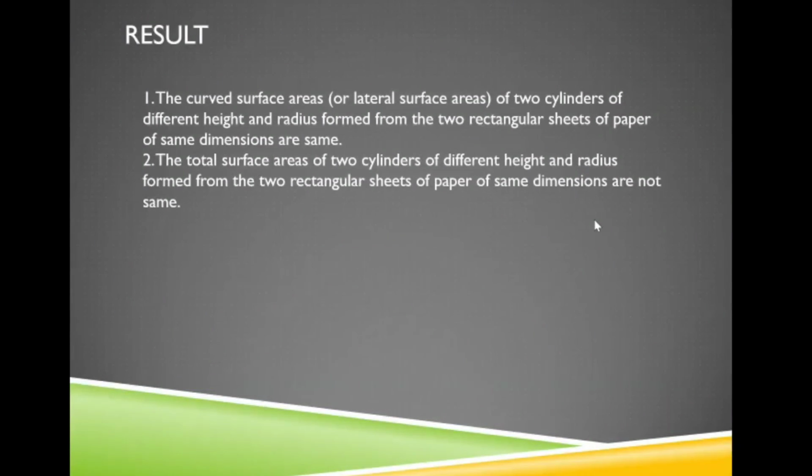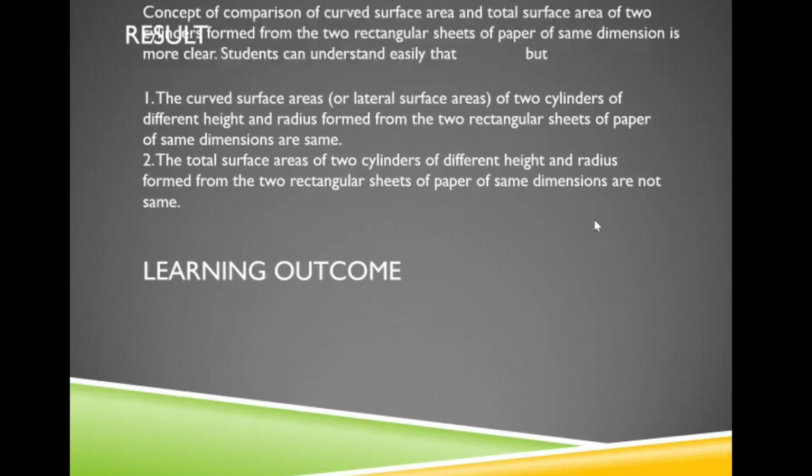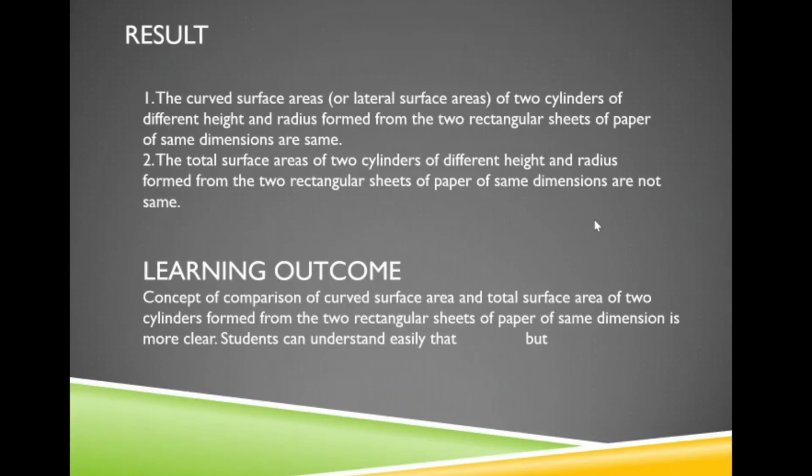So what are the learning outcomes? We will learn from this experiment that the concept of comparison of surface area, the curved surface area and the total surface area of two cylinders formed from the two rectangular sheets of paper of same dimensions is more clear here. Students can understand easily that the curved surface area C1 is equal to C2, but the total surface area, that is T1 and T2, they are not equal though. So T1 is not equal to T2, but C1 is equal to C2.